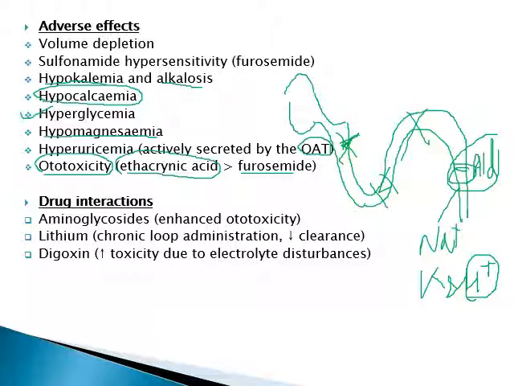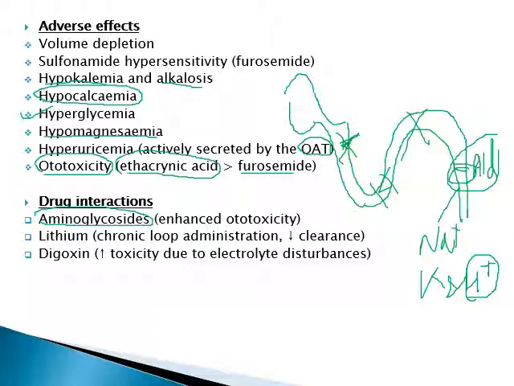So there are certain drug interactions that we have to know, that are seen with loop diuretics. So number one is with aminoglycoside antibiotics such as streptomycin. It can cause increased ototoxicity. Okay, it can synergize the ototoxic effects, because aminoglycoside also has some ototoxic effects. So if we give aminoglycoside and loop diuretics together, there is increased chance of ototoxicity.